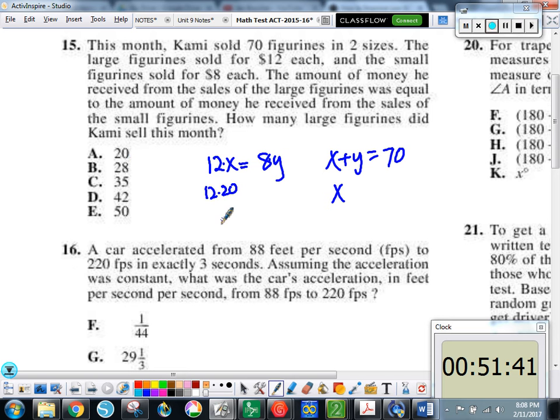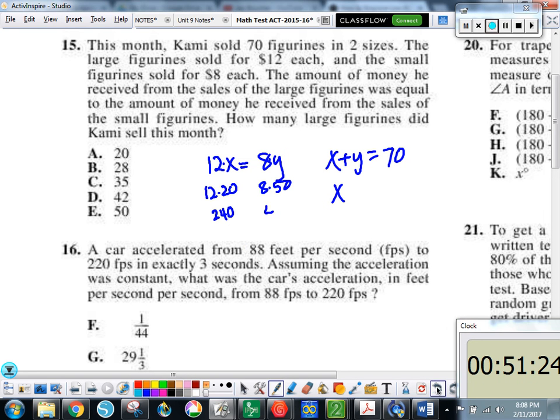12 times 20 is 240. If I sold 20 large, that means I sold 50 small. 8 times 50 is 400. Those are not the same amount. So let's try again. Pretend it was 28. 12 times 28. If I sold 28, that means I sold 42. Are those numbers the same?